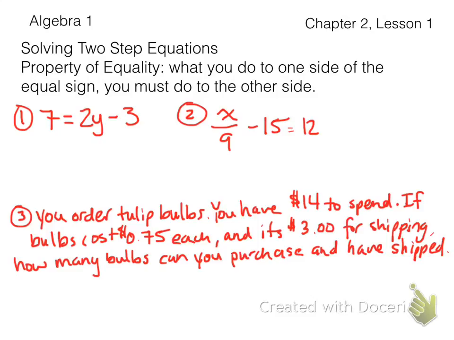So again, when we're solving an equation, we have to do lower priority operations first. Lower priority operations are addition and subtraction. The higher priority operations are multiplication and division. So we take care of lower priority things first. So that's why I'm going to add 3 here and add 3 here.